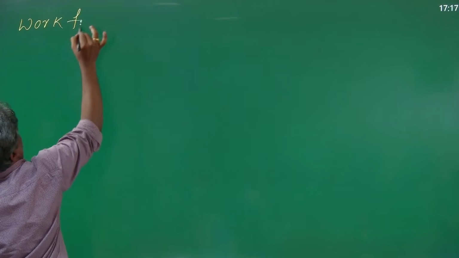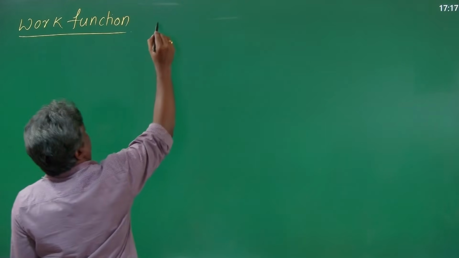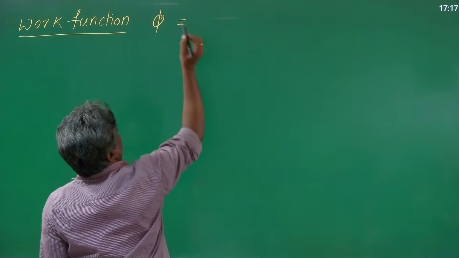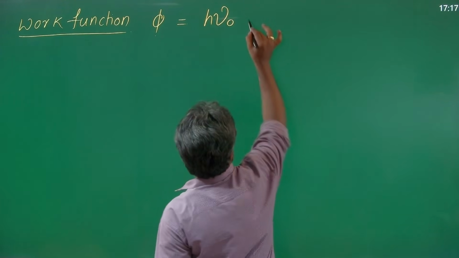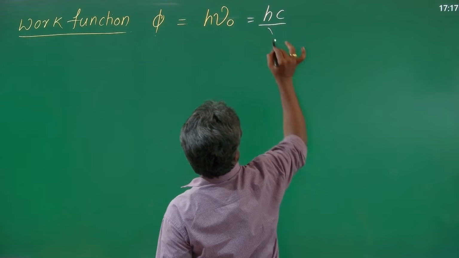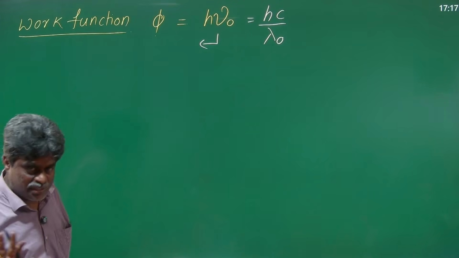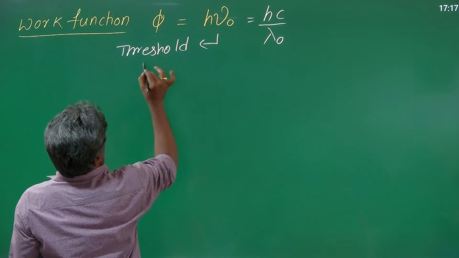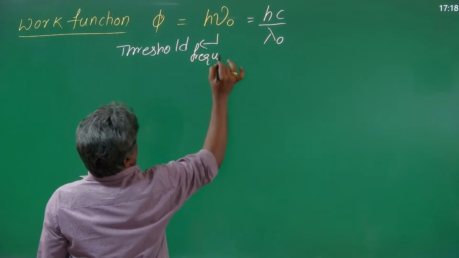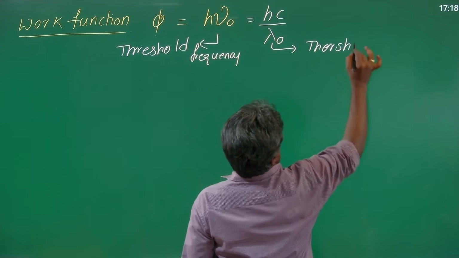Now listen. So I am taking this work function here. You can write either phi or W, anything. Can you please tell me what is this work function formula? h nu naught. And what is this h nu naught? It is nothing but hc by lambda naught, where nu naught is called the threshold frequency, and this lambda naught is nothing but the threshold wavelength.